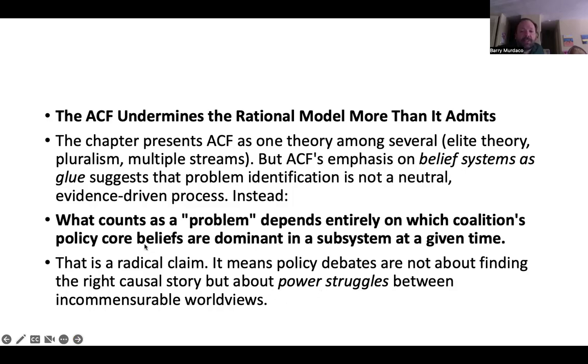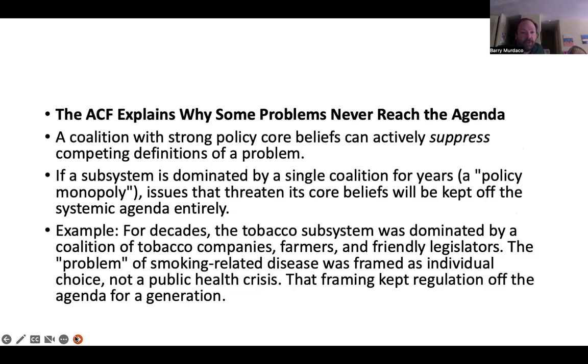It means policy debates are not about finding the right causal story, but about power struggles between incommensurable worldviews. Again, that is true to a certain extent. I would argue that by reducing everything to beliefs rather than to more or less objective interests, class interests that people have, that would be an even more radical view. That would be a way to push it even further, I would think.